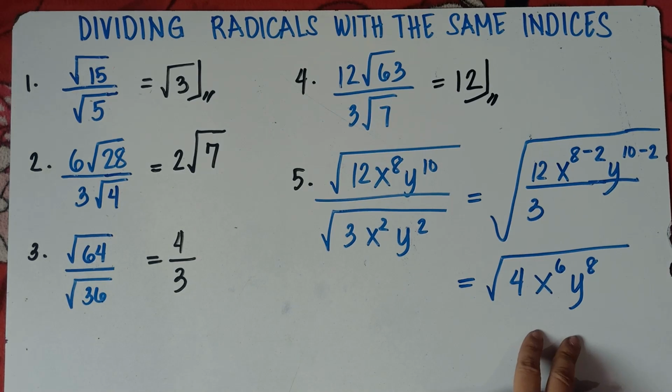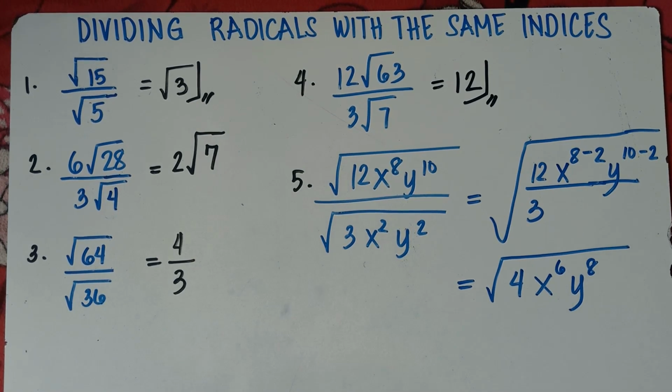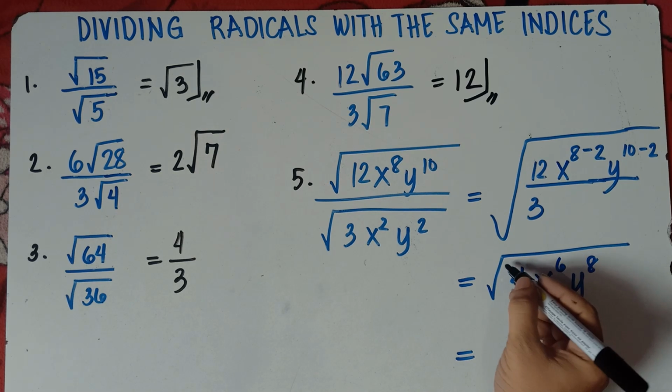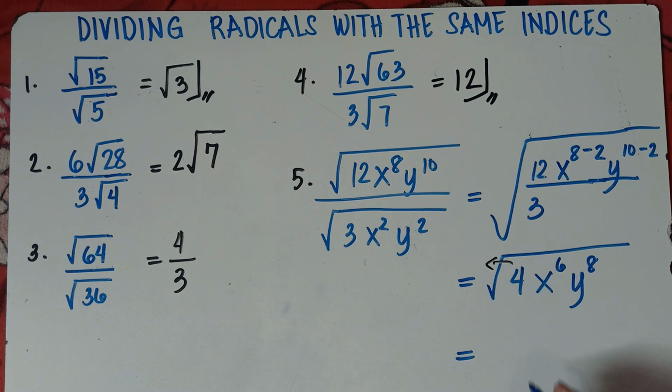So, can we simplify this one? Yep, we can actually simplify our answer, class. So, simplify the square root of 4, that is 2. You put it outside the radical symbol.